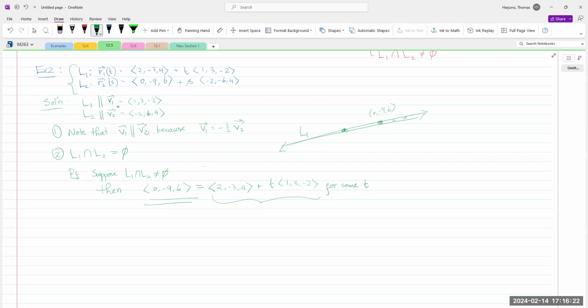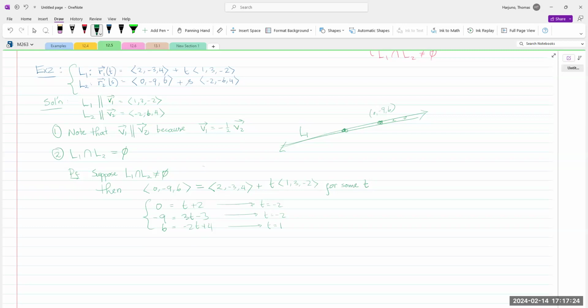Suppose, for contradiction, they have a common point. Then all points must be common. And if they have all common points, then I can randomly choose a point from line 2 and find the t from line 1 to reach that coordinate. Now, if I try to solve this, notice that we come up with these equations. The x component equals t plus 2. The y component equals 3t minus 3. And then the z component will be -2t plus 4. Now, from the first equation, t is -2. From the second equation, we also get t equals -2. Unfortunately, from the last equation, we get t equals 1.